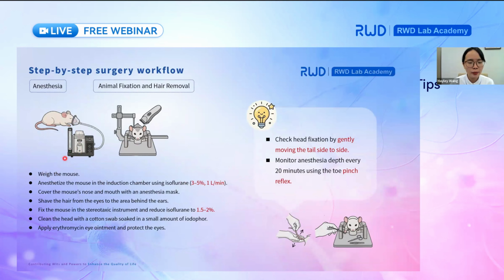First, we induce anesthesia in the mouse with isoflurane in the induction chamber. After that, we maintain anesthesia with a mask, shave the head, and fix the mouse in the stereotactic frame. During the surgery, make sure the head is firmly fixed by gently moving the tail side to side. And you can regularly check the depth of anesthesia by the toe pinch. Before the incision, we need to clean the scalp and apply erythromycin eye ointment to protect the eyes.